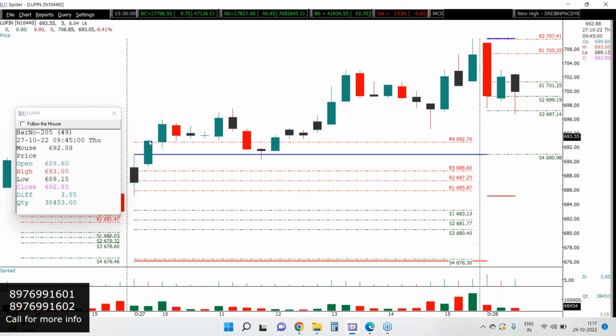So here you can take an entry and you can take this low as a stop loss. Okay, so this is the buying setup when a candle is crossing both levels, R4 as well as the previous day high. So this is the setup for long with a strong candle, because if a strong candle is crossing, then only you will get a good move. Otherwise, it's quite difficult. Okay, so this is the buying setup.